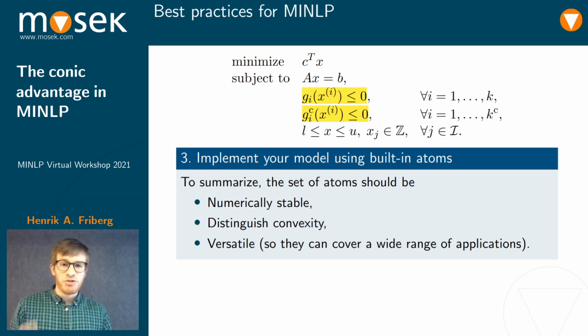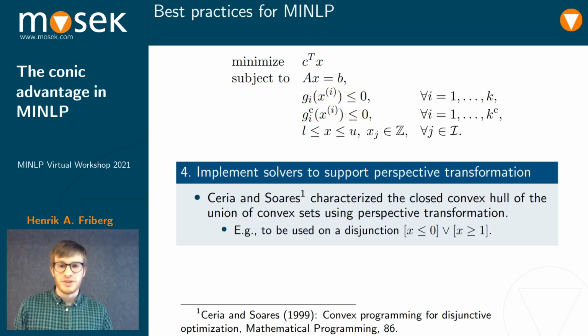But I'm thinking of a fourth property that would be really useful here. Can you guess what I'm thinking of? Perspective transformation. This is really essential when you want to provide a stronger model formulation.